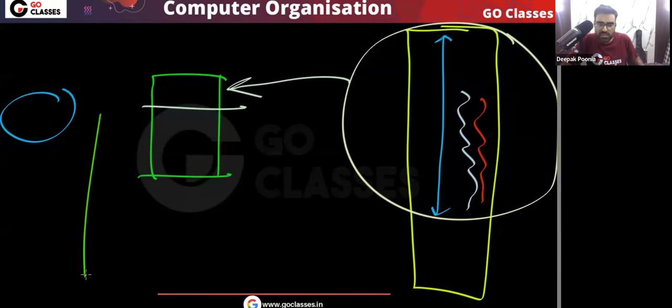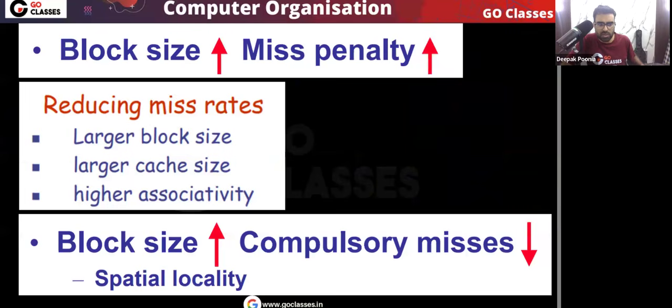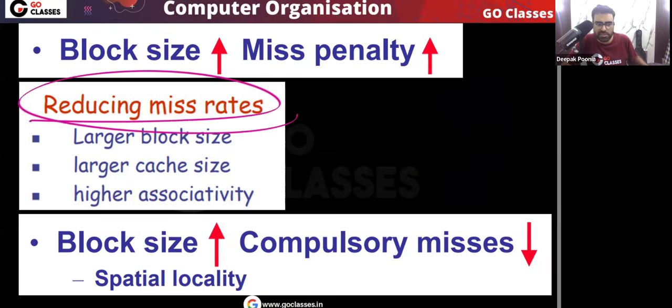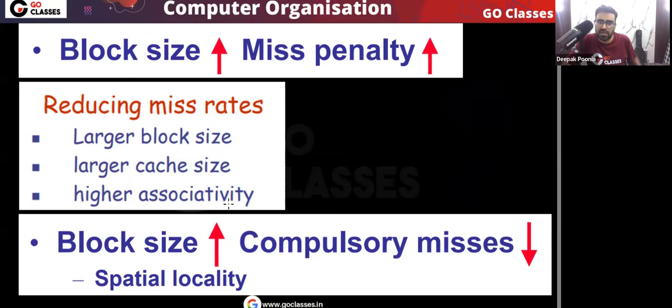Yes or no? If you increase the block size, then the number of misses will decrease, but the miss penalty will increase. Miss penalty means, after the detection of a miss, the whole time taken. If you increase the block size, this transfer time from main memory to the cache memory will increase. I hope this point is clear. So this is the relationship between block size, miss penalty, and miss rate. If you increase the block size, the miss penalty will increase, but the miss rate will decrease, meaning the number of misses will decrease. Very simple point. If you want to reduce the miss rate, you can increase the block size.